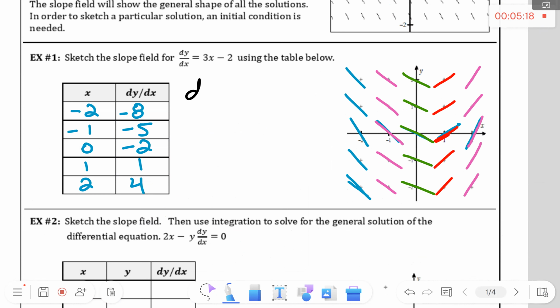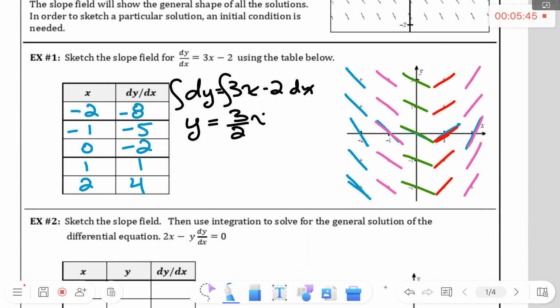Multiply by dx, right? So we get dy equals 3x minus 2 dx. How do we get rid of the dy and the dx? We do the integral, we do the antiderivative to both sides. So we should get y equals, what's the antiderivative of 3x? 3 over 2 x squared minus 2x. I made 2 mistakes. Should be x squared, and plus C. Goodness.